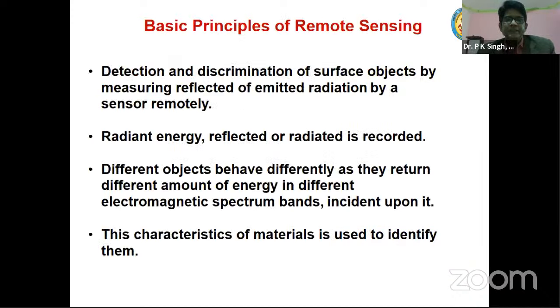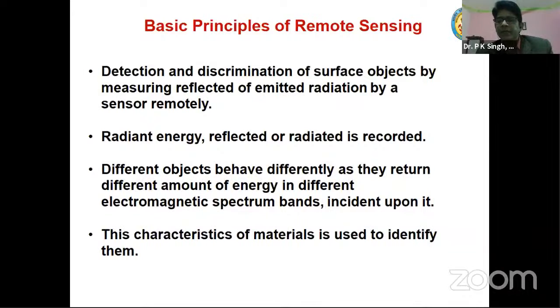Starting with the simple basics: what are the basic principles of remote sensing? Remote sensing means you take all the data and convert it into information from a remote place. You don't have to touch the object or go very near to it. You take data without touching it, from a remote place, using some sensors. So the basic principle is the detection and discrimination of surface objects by measuring reflected or emitted radiation with a sensor remotely.